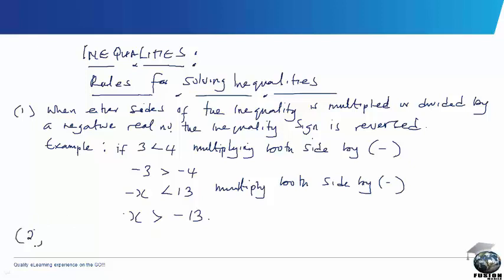Rule number 2 is called the inverse rule. The inverse rule states that if a is greater than b, then the inverse of the two numbers, that is 1 over a, will be less than 1 over b. This goes a long way to explain the fact that 1 over a bigger number is less than 1 over a lesser number.